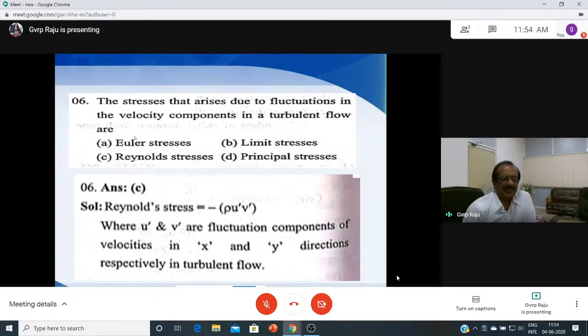So the other problem here: the stresses that arise due to fluctuations in the velocity components in turbulent flow are... So here the answer is Reynolds stresses. The answer is Reynolds stresses.